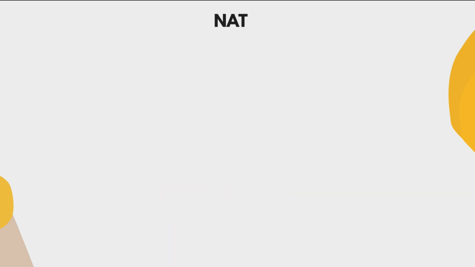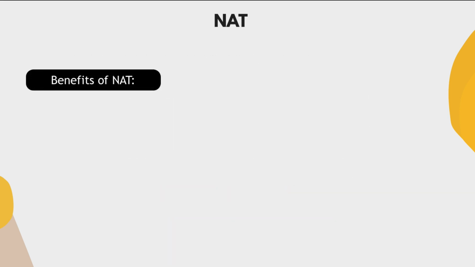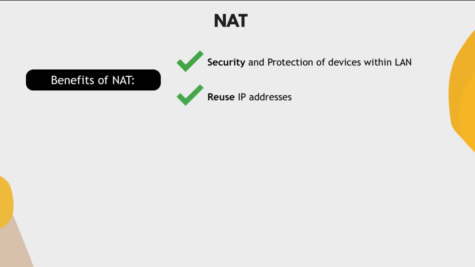And the response will then be sent back to the device. And NAT is a very important concept and has two main advantages. One of them is security and protection of devices on the LAN, because your IP address isn't directly exposed and no one can talk to it directly. And the second one is that we can reuse IP address ranges multiple times without conflicting with each other.